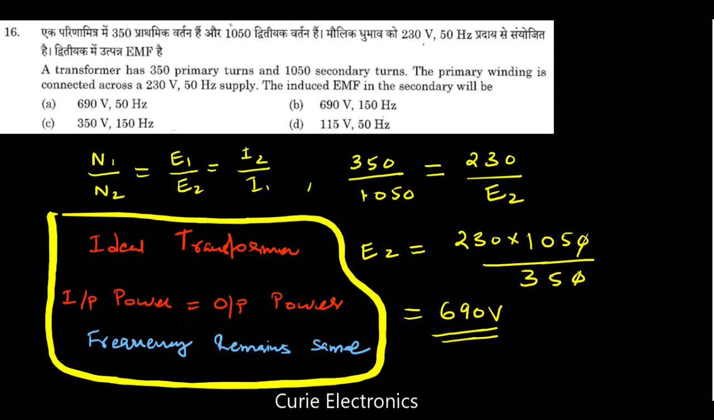Now you tell me the answer. We have connected a 230 volt 50 hertz input source, so the answer is option A: 690 volt, 50 hertz.